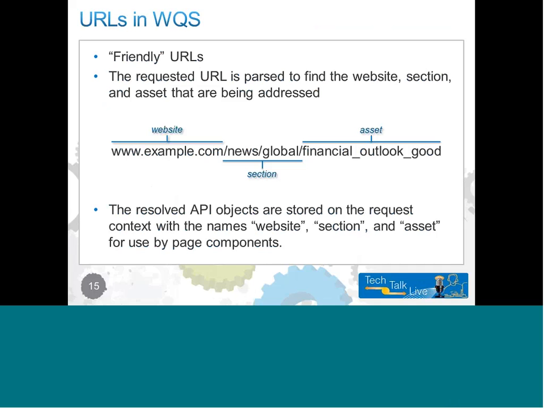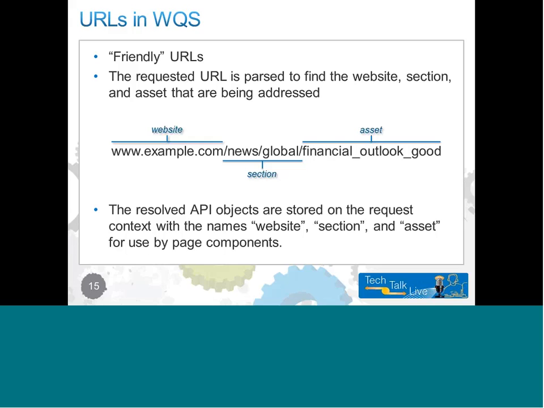The URLs in Web Quick Start, you may have noticed when I did the demo, they're all friendly URLs. You don't have any UUIDs or strange URLs being used. So in the middle of that slide you can see an example. The host name and indeed the port number as well is used to determine which website in the repository you're referencing. Then we look down the path to find the appropriate section that you're referencing, and then at the end, the very last bit is used to determine which asset in that section you're requesting.